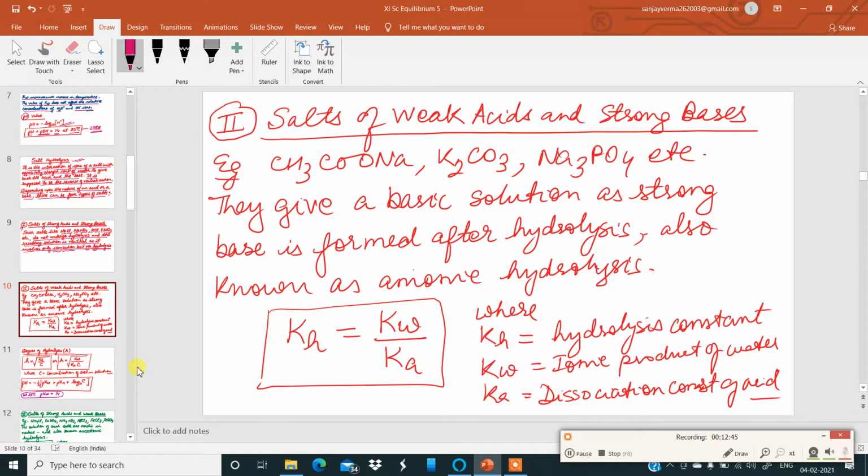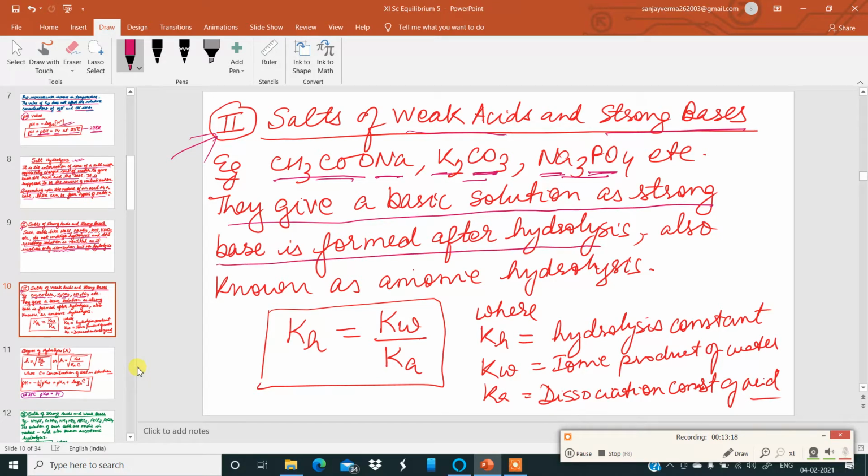The next type of salt is number 2, salts of weak acids and strong bases. Examples: weak acid, acetic acid, strong base, sodium. Weak acid, carbonic acid, strong base, potassium. Weak acid, phosphoric acid, strong base, sodium. So these are sodium acetate, potassium carbonate, sodium phosphate. These are salts of weak acids and strong bases. When they are dissolved in water, they give a basic solution as a strong base is formed after hydrolysis, also known as anionic hydrolysis.